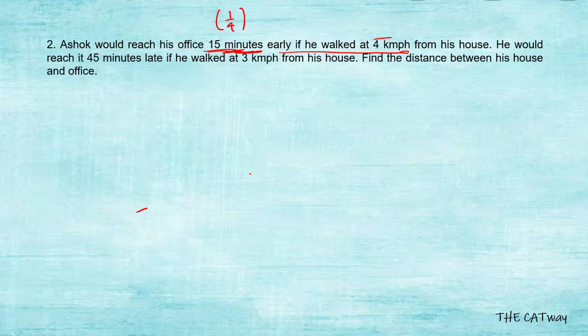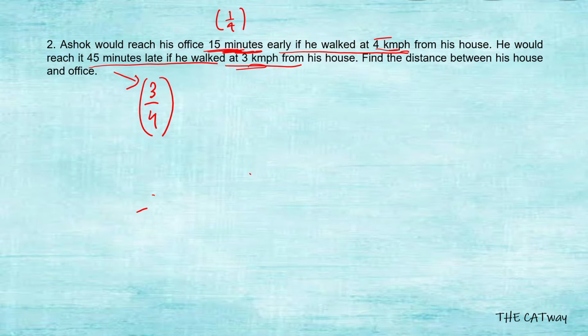After that, he says that he would reach 45 minutes late if he walked at 3 kmph. Converting 45 minutes into hours, this time it will be 3 by 4 hour. Find the distance between his house and the office. The most basic thing is that if he walks at 4 kmph, he reaches 15 minutes early, and at 3 kmph, he reaches 45 minutes late. The distance in both cases is going to be the same.